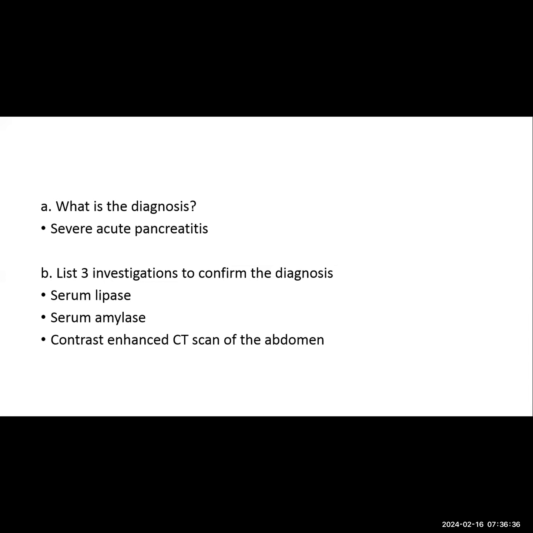The second question says, list 3 investigations to confirm the diagnosis. One is serum lipase, and it's been said that if the serum lipase is 3 or more times greater than the upper limit of normal, it confirms the diagnosis. Normal serum lipase is usually less than 70, so once we're getting anything in the range of 300 units per liter, it helps to confirm the diagnosis. Also, serum lipase is more specific for acute pancreatitis because it's not seen in other conditions, unlike serum amylase. Then the second one is serum amylase, which also, once we find 3 or more times elevation above the upper limit of normal, suggests it.